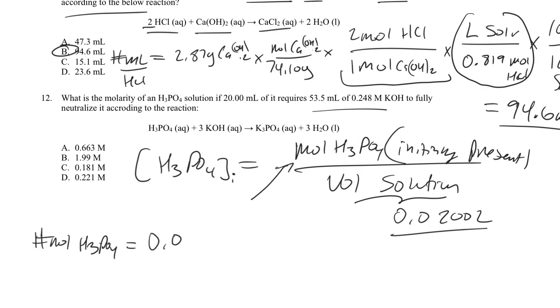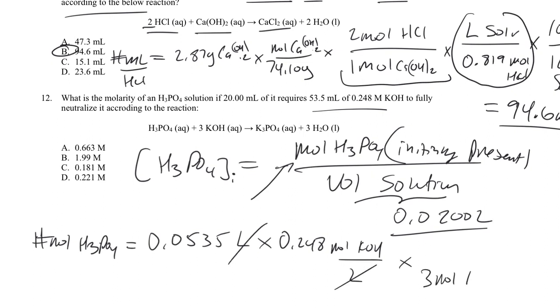And so I'm going to take the volume of my solution of KOH, but in liters, so 0.0535 liters. I'm going to multiply this by 0.248 moles of KOH per liter of that solution. And then for every 3 moles of KOH that I added, 1 mole of H3PO4 had to be initially present. So for each mole of H3PO4 that's initially there, I have to add 3 moles of KOH. 0.0535 times 0.248. What M1V1 equals M2V2 is missing is that 3. That's why we need to do the stoichiometry problem. So we need to divide by 3.